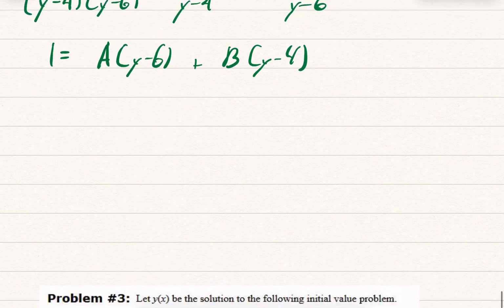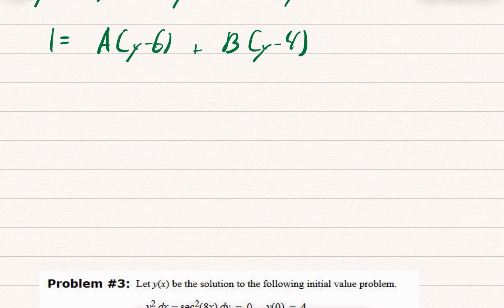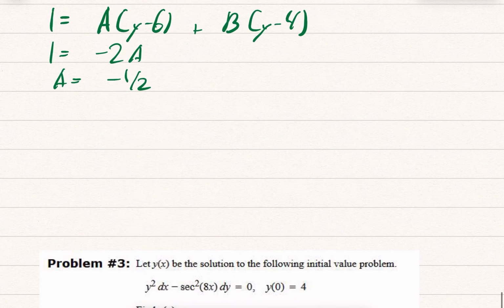Now you're going to test values of y. You probably don't know how to do partial fractions at this point. If you don't, watch some other YouTuber, or just see what I'm about to do and think about it. Find the patterns. For y equals 4, the reason I said that is because I want to get rid of b, isolate for a, and solve. For y equals 4, I get 1 equals 4 minus 6, negative 2, negative 2a, a equals negative 1 over 2. And for y equals 6, I get rid of this value and I have 1 equals 2b, b equals 1 over 2.